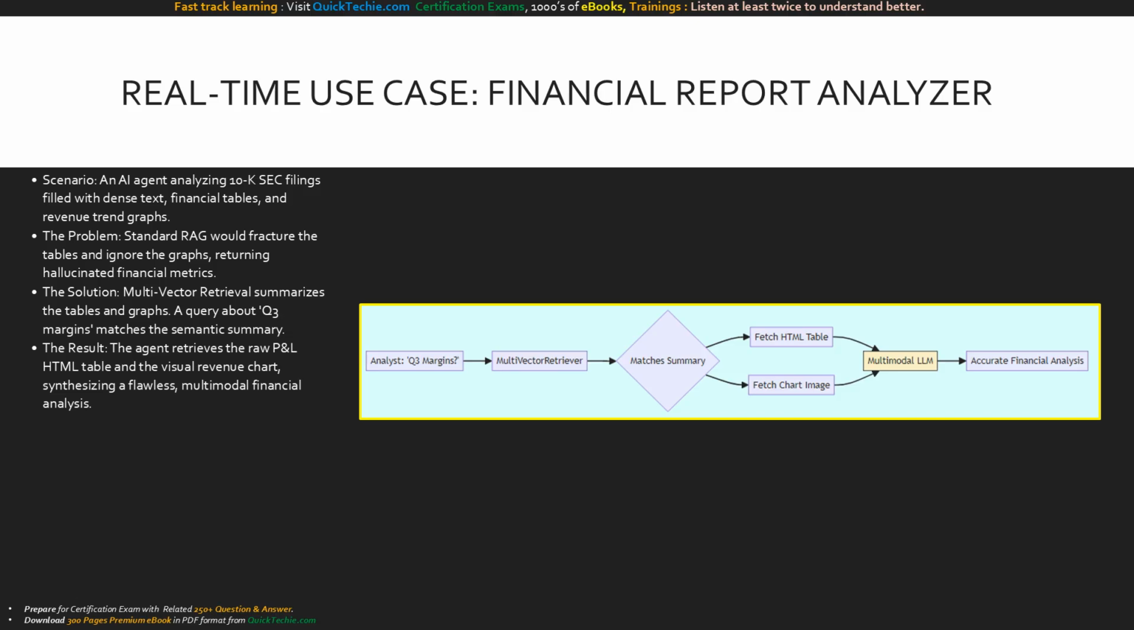This flowchart maps the real-time execution of our financial analyzer. The analyst's query hits the multi-vector retriever, which perfectly matches a semantic summary. This match triggers parallel fetching, grabbing the HTML table and the chart image from the document store. Both raw assets funnel directly into our multimodal LLM, which processes the rich context to deliver a highly accurate financial analysis on the right.